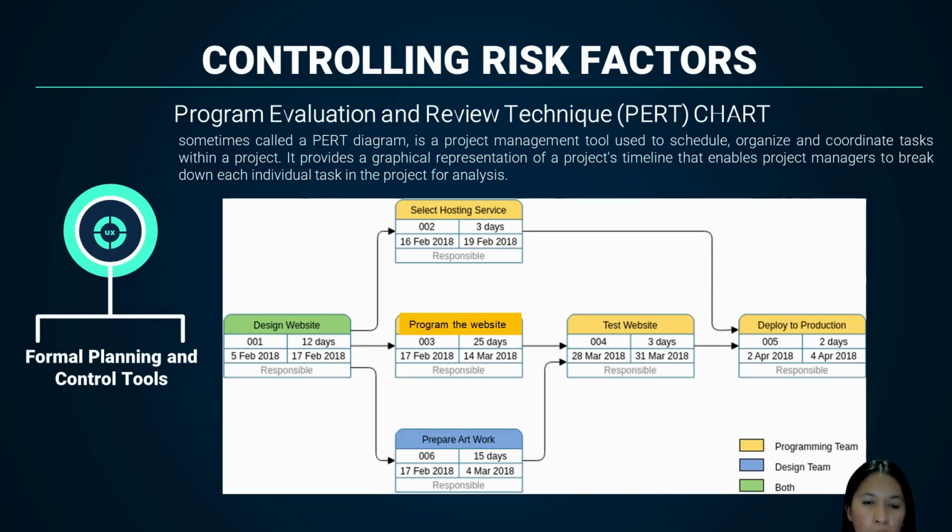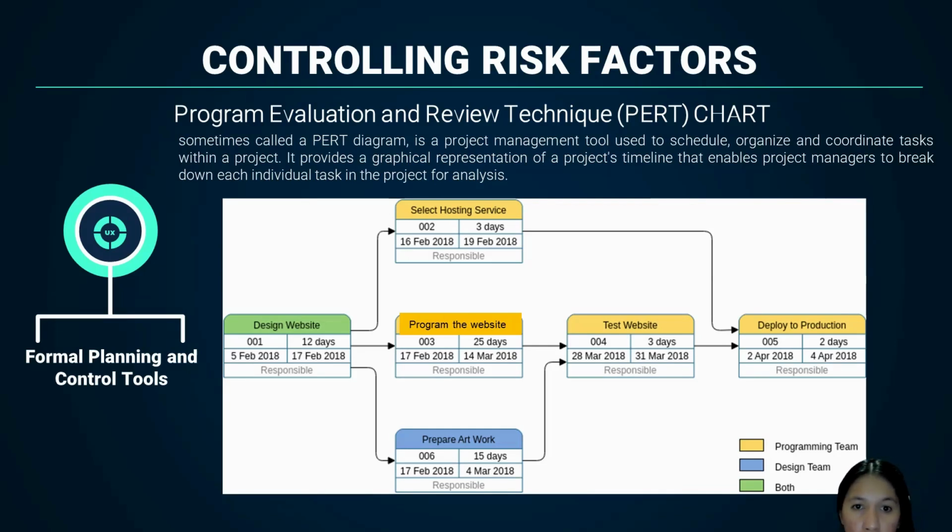So the first task is design the website. Basically, this is where the flow chart formulation, the process formulation happens, or the drafting and outlining of the flow of the system. So the task will last for 12 days. And the responsible team is the design team and the programming team.